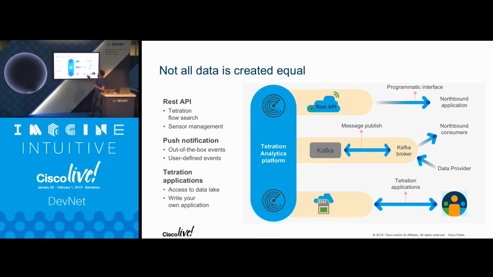And then finally, if you're looking to actually manipulate the data that Tetration has stored, then it might make more sense to actually run code directly on the Tetration appliance, and that's using Tetration applications. So what we're going to be focusing on today in this session is mostly the REST API part. So that's the bit that I'll be looking at, and then the Kafka piece, Remy's going to be joining me up on stage later to look at how the Kafka broker works in Tetration.